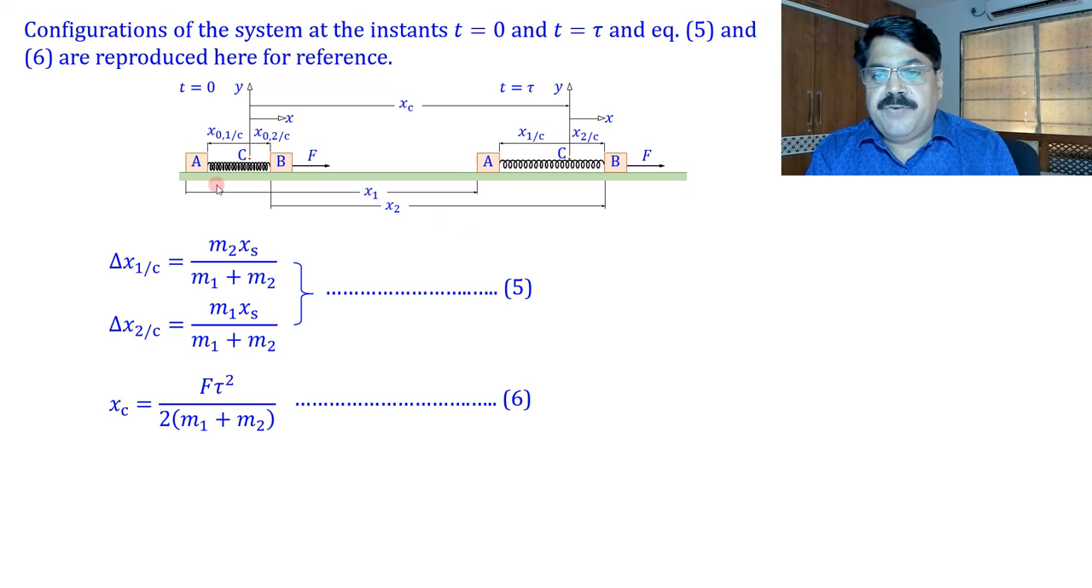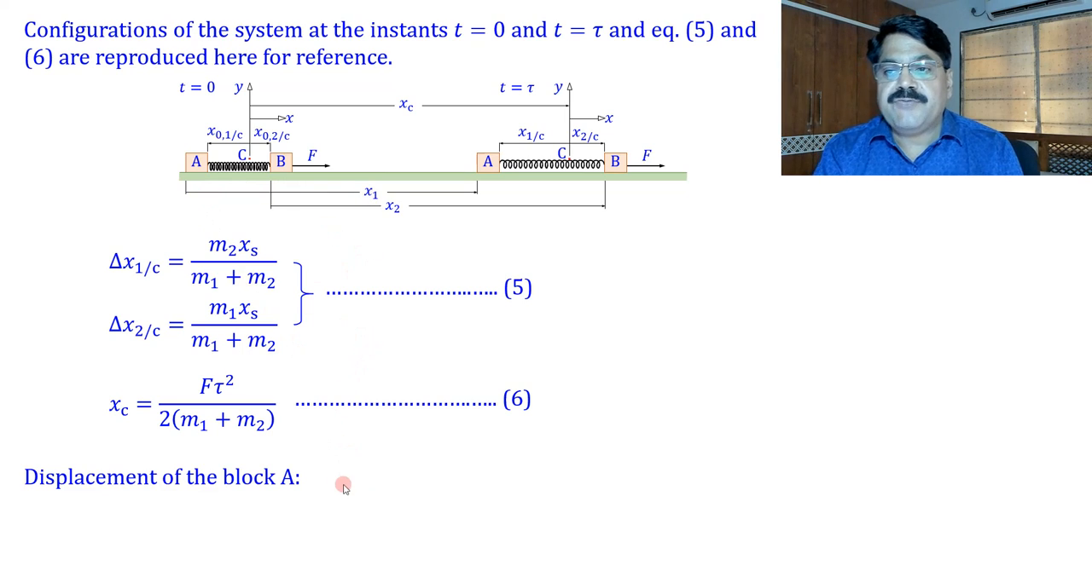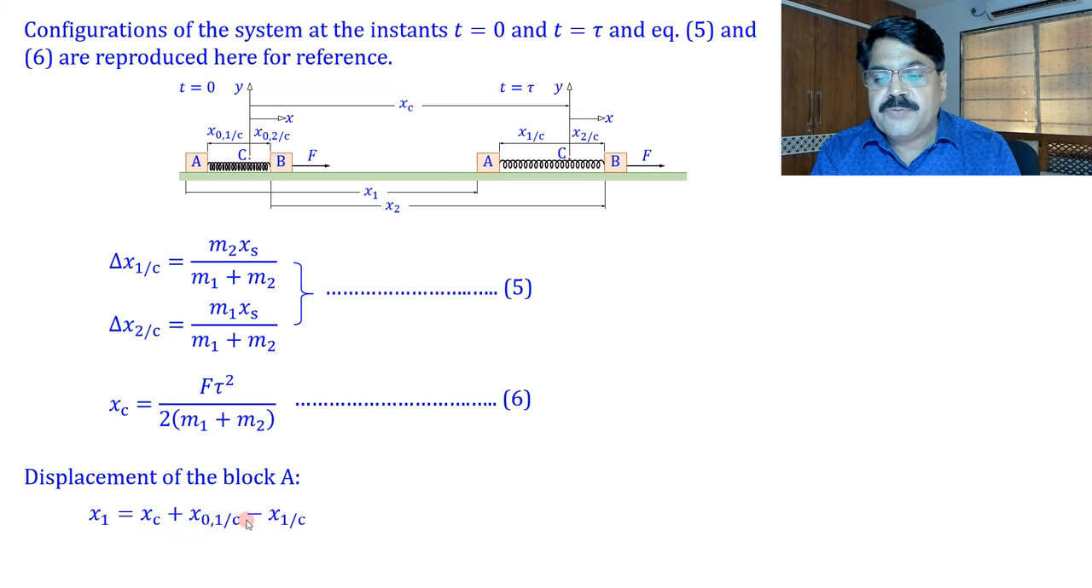Now we can see from this situation, what is x1? Just see, it is the displacement of block A. Now realize from here, x1 is equal to xc plus x01 with respect to c minus x1 with respect to c.